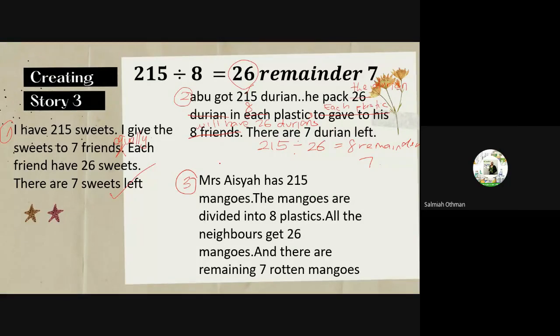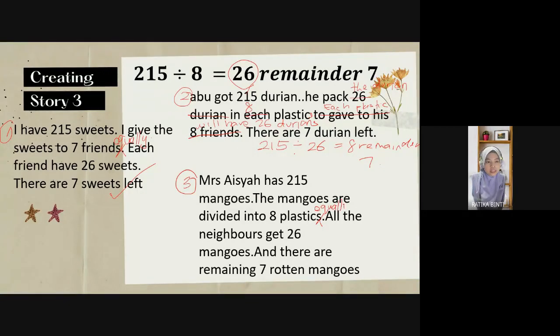Okay, let's look at Amar's answer. Mrs. Aisha has 215 mangoes. The mangoes are divided. Yes, very good. Amar mentioned 215 first, then he mentioned he divided it into 8 plastic bags. You can add "equally". Okay, Amar, equally. For each plastic, you just tell each plastic.